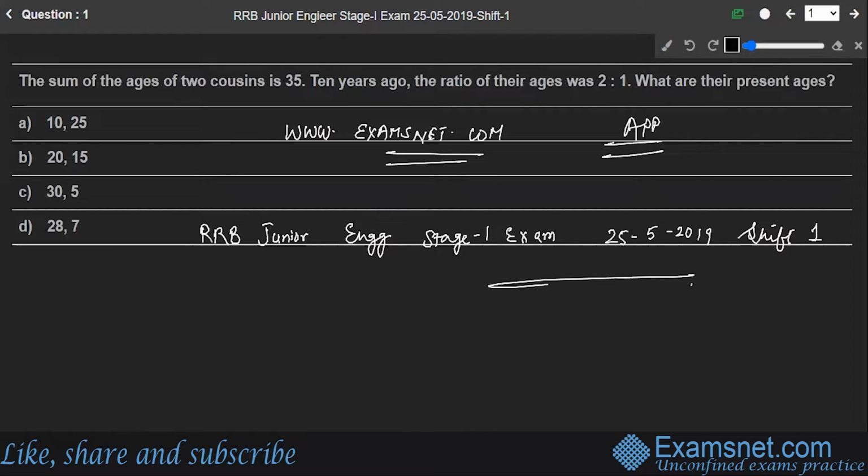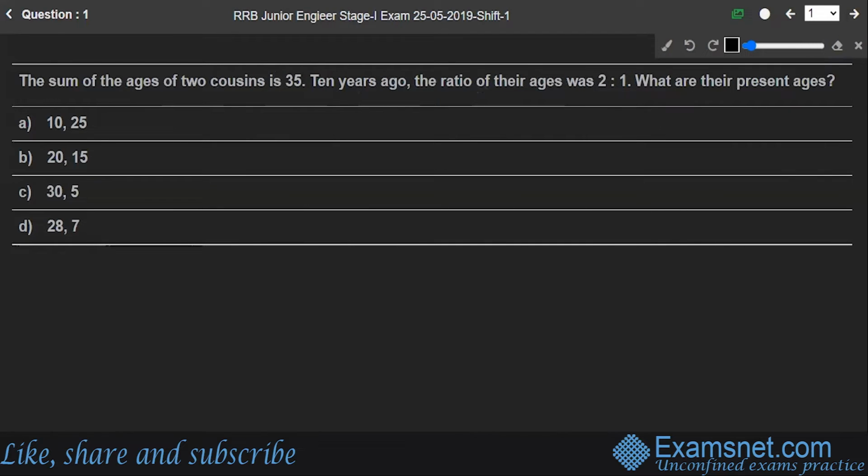Let's start. It says the sum of ages of two cousins is 35. 10 years ago, the ratio of their ages was 2:1. What are their present ages? So according to the given information, you have the sum of ages 35 and the ratio is given as 2:1, 10 years ago.